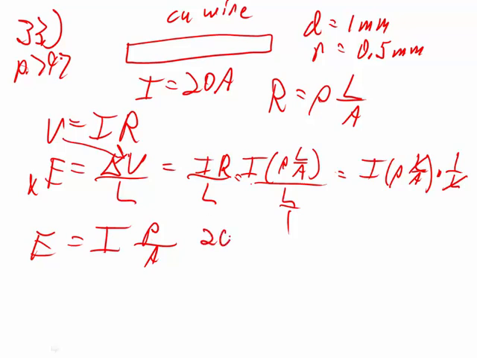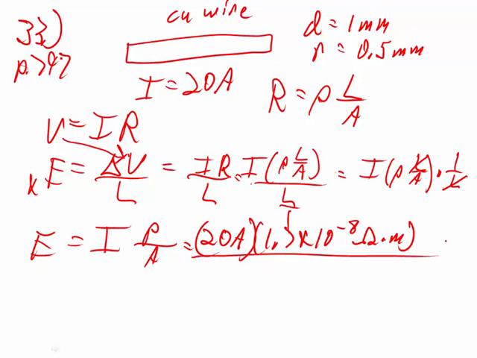So the current was 20 amps. The resistivity of the copper, we've already done that, 1.7 times 10 to the negative 8 ohm meters, divided by the area. Well, that's pi r squared. By the way, I didn't write that. The area of a wire, because it's round, is pi r squared. So we've got pi times 0.5 times 10 to the negative third meters, squared. And so what do we get for an electric field?